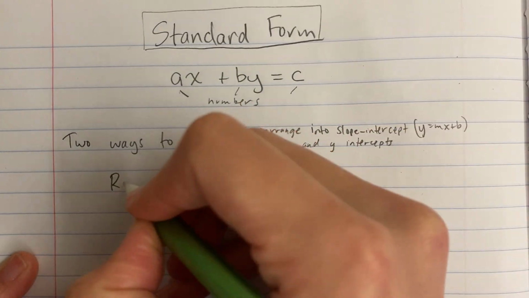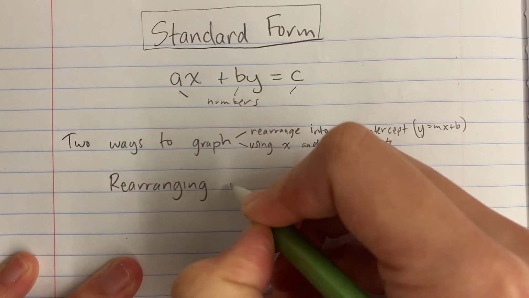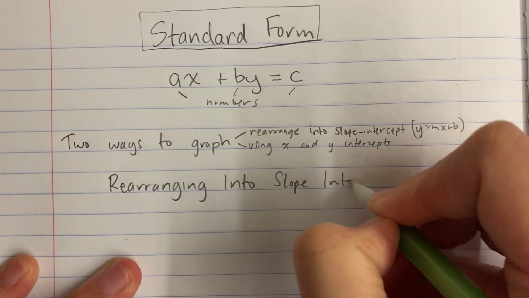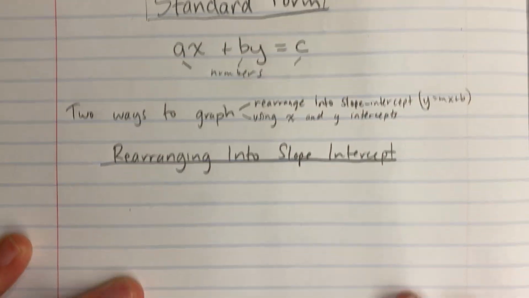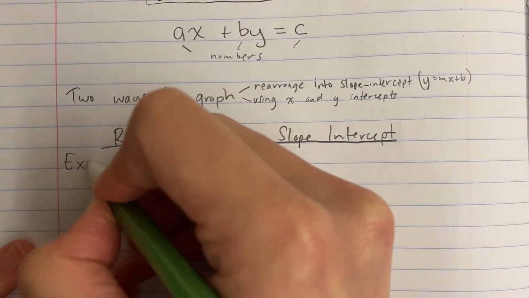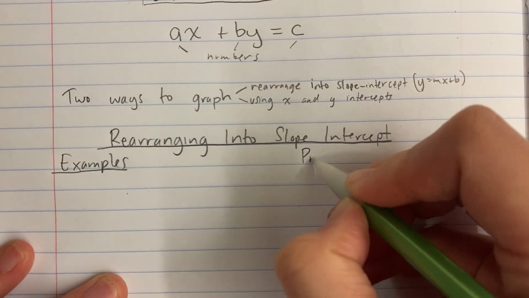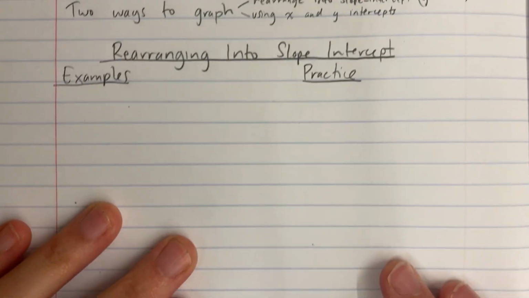So go ahead and title this section of your notes, Rearranging into Slope-Intercept. What we're gonna do is, I'm gonna do some examples, and you're gonna do some practice, and we'll go from there, all right?